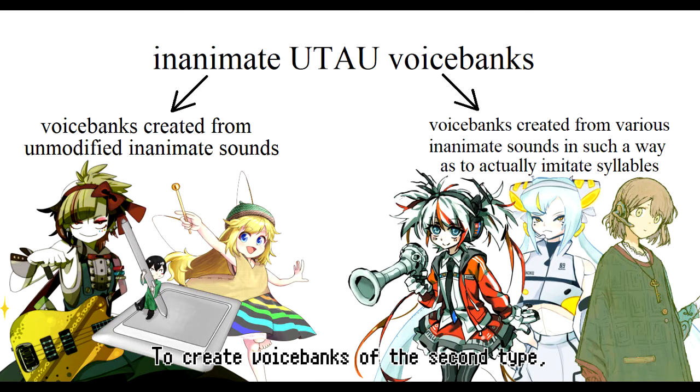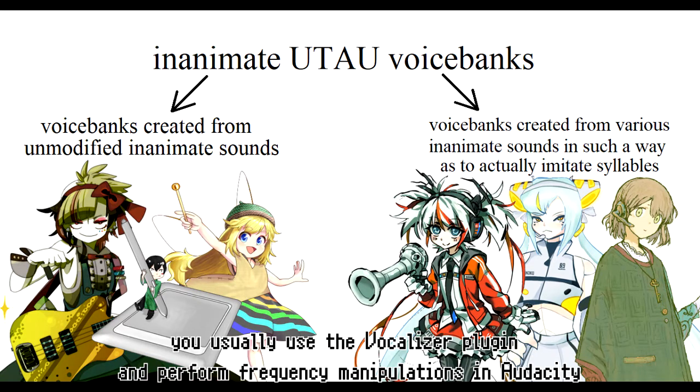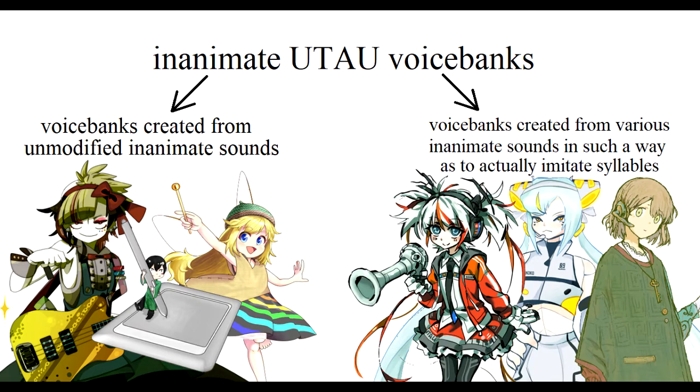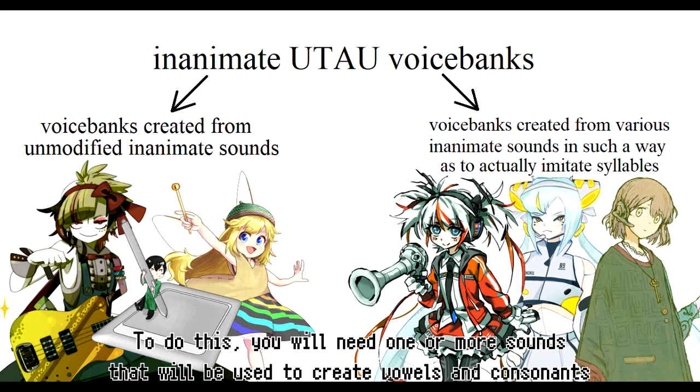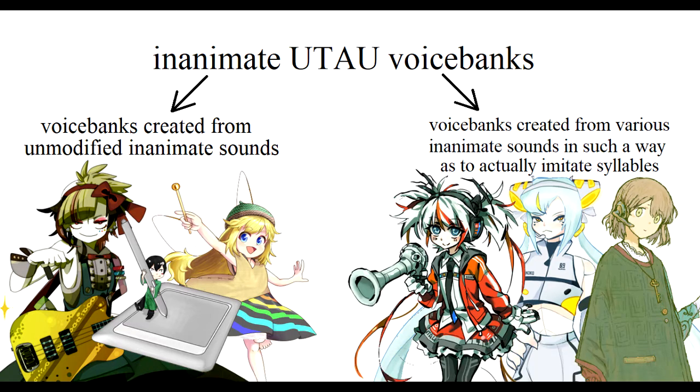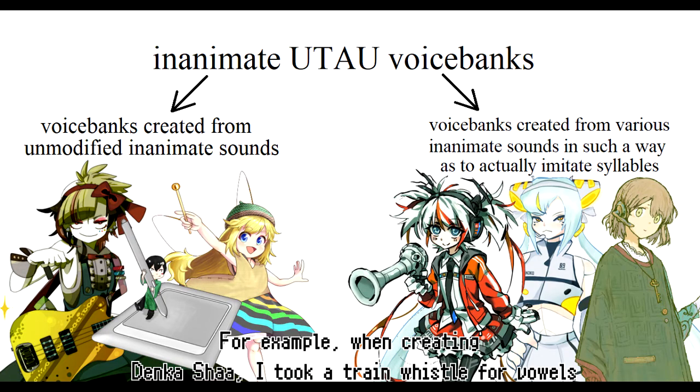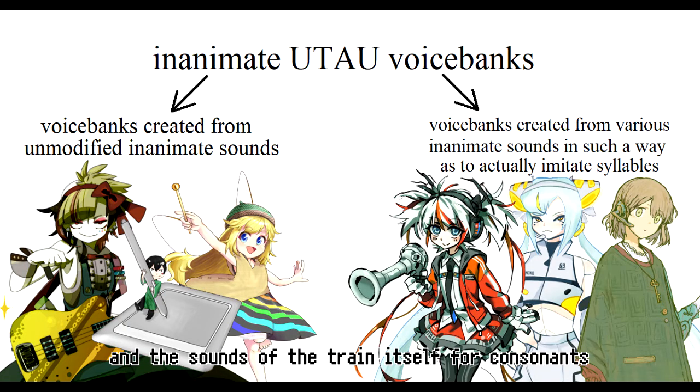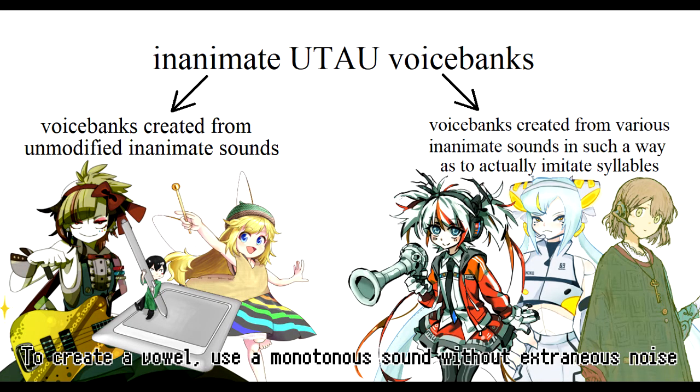To create voice banks of the second type, you usually use the vocalizer plugin and perform frequency manipulations in Audacity. To do this, you will need one or more sounds that will be used to create vowels and consonants. For example, when creating Denka Shaa, I took a train whistle for vowels, and the sounds of the train itself for consonants. To create a vowel, use a monotonous sound without extraneous noise.